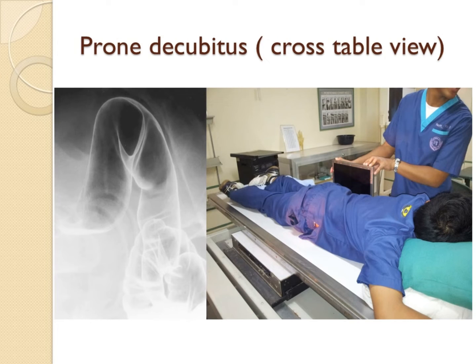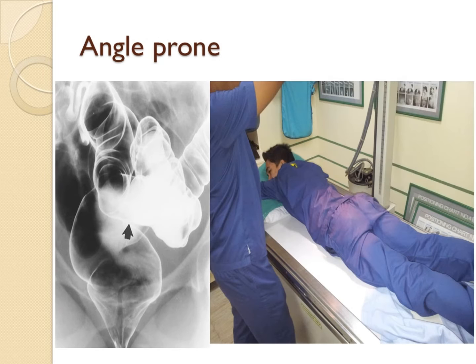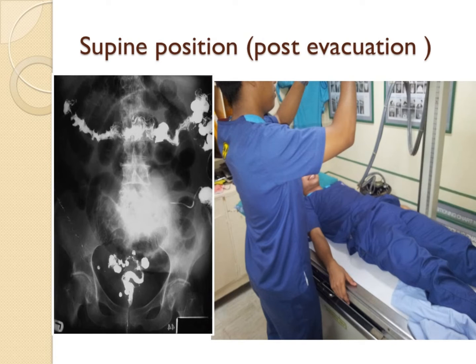The prone decubitus position is a cross-table view for seeing again the rectosigmoid area. The AP angled prone view is angled caudally at 40 degrees in order to see the air-fluid level in the rectosigmoid. And after that, the supine position is used in order to see whether there is any residual barium.